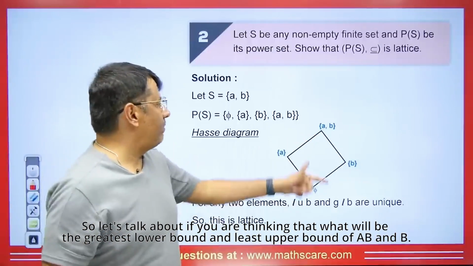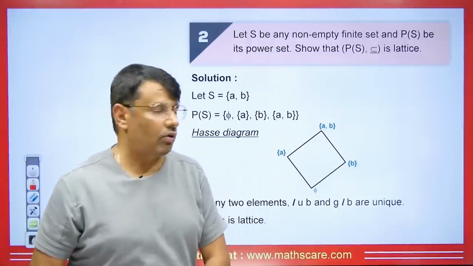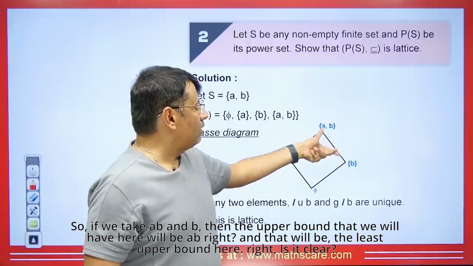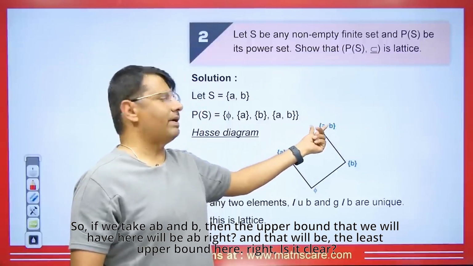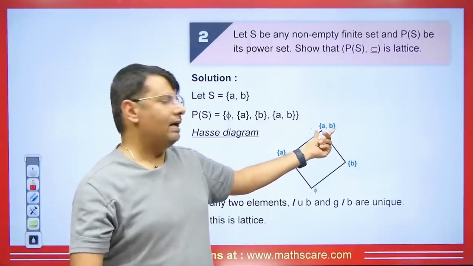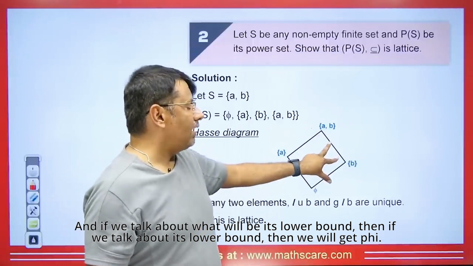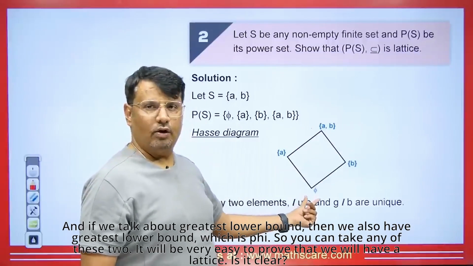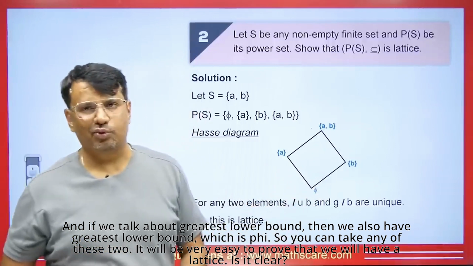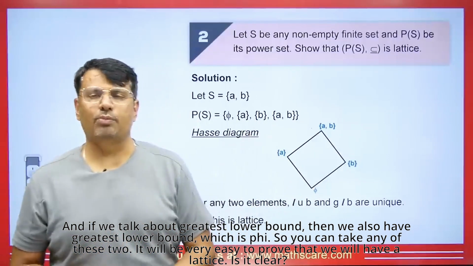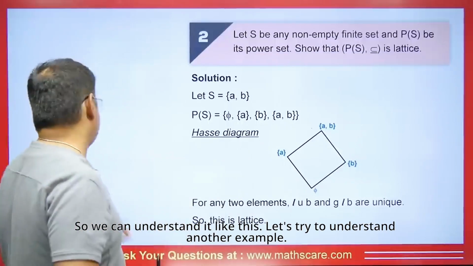So let's talk about what the greatest lower bound and least upper bound of AB and B will be. If we take AB and B, then the upper bound we get here will be AB, right? And that will be the least upper bound here. Is it clear? And if we talk about their lower bound, then we will get phi. And if we talk about the greatest lower bound, then we also have phi. So you can take any two of these. It will be very easy to prove that we have a lattice. Is it clear? So we can understand it like this.